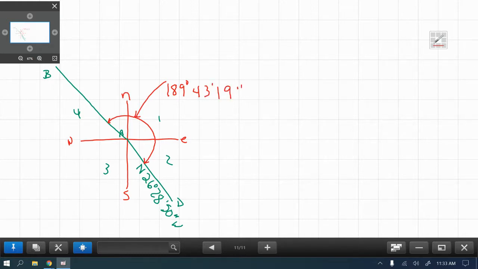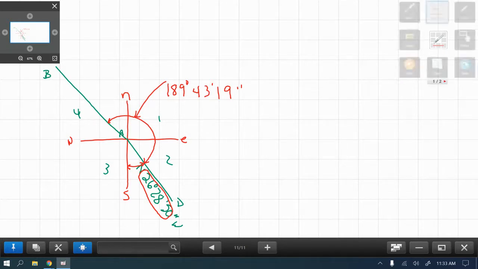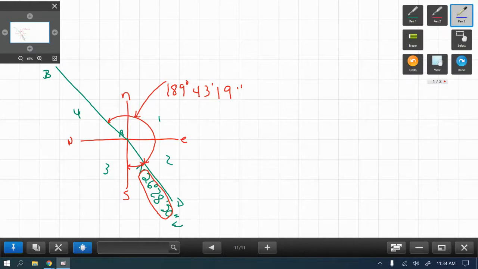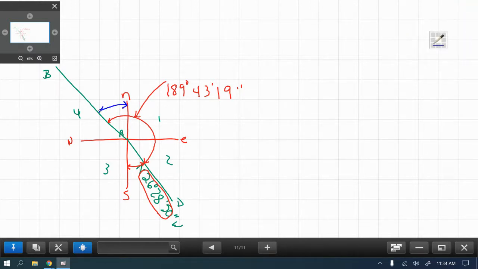Okay. So what quadrant is A to D in now? One. Okay, so that means the bearing is the angle it makes from the south. What quadrant is A to B in now? So the bearing is the angle it makes from the north. So I'm just looking for that piece.